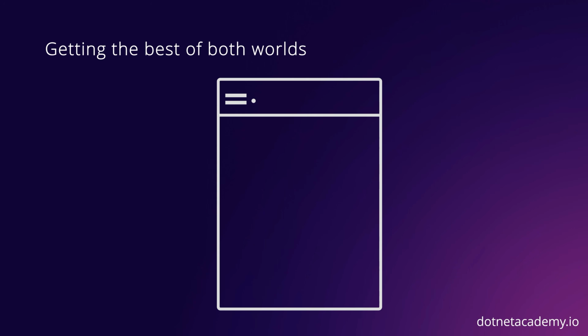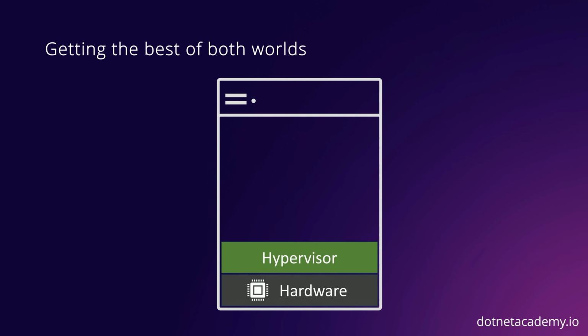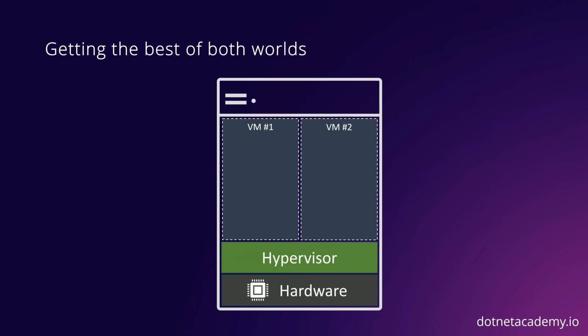And the answer is that instead of choosing, you can combine both technologies to get the best of both worlds. Here we have our hardware layer followed by our hypervisor on top, which lets us create those fully isolated virtual machines we talked about earlier. Inside each VM, we've got a complete operating system with its own kernel. VM number 1 here is running Linux, while VM number 2 is running Windows.